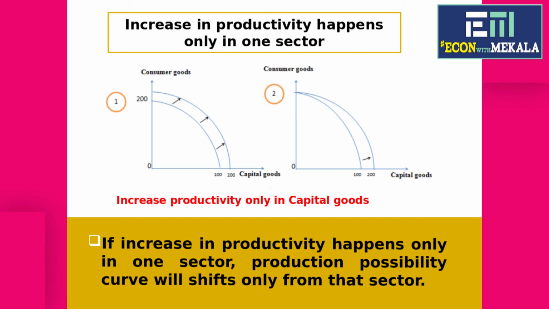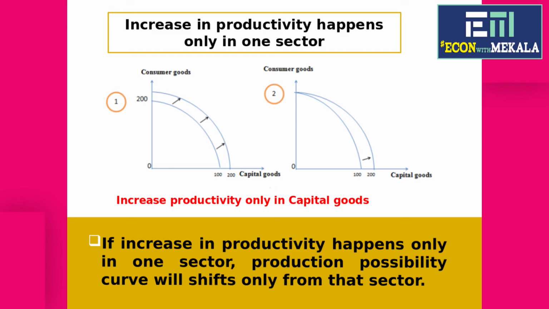So remember, for your PPF to shift completely, there should be changes in both consumer and capital goods. But if there is an increase only in capital goods, only capital goods will expand, consumer goods will still remain the same. So let's assume this happened the other way around, where increased productivity in consumer goods happened. So at that time, capital goods won't expand, but in your PPF, there will be an expansion where consumer goods are.